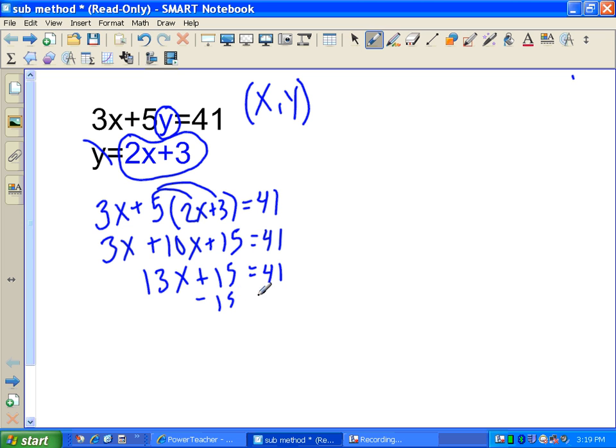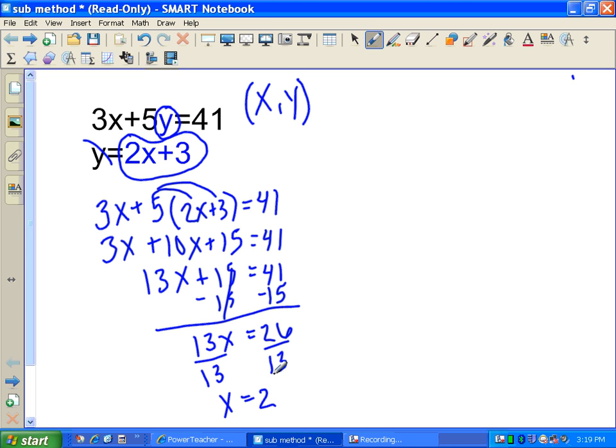Subtract 15 to solve for x. 13x is equal to 26. Divide by 13. x is equal to 2.